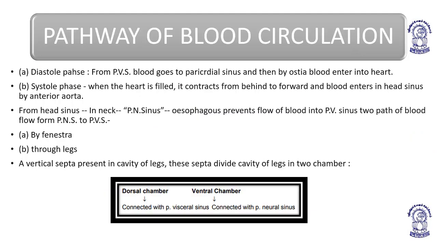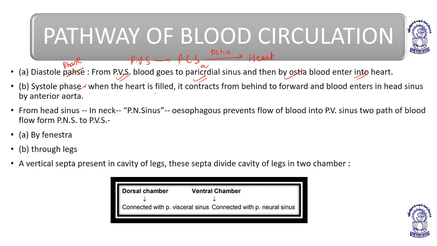Pathway of blood circulation, the diastole phase. From the perivisceral sinus, blood goes to the pericardial sinus, and then by ostia, from the pericardial sinus, it enters into the heart. This is diastole.